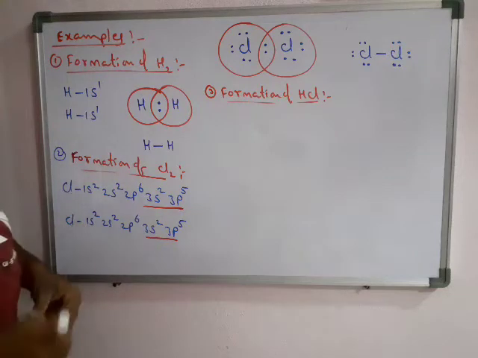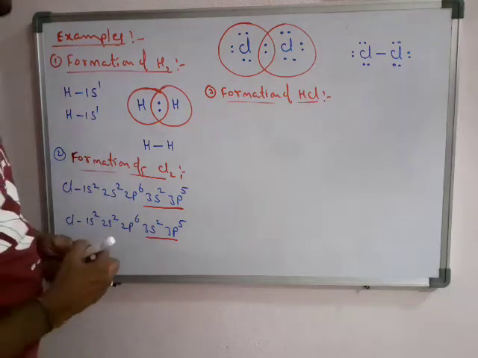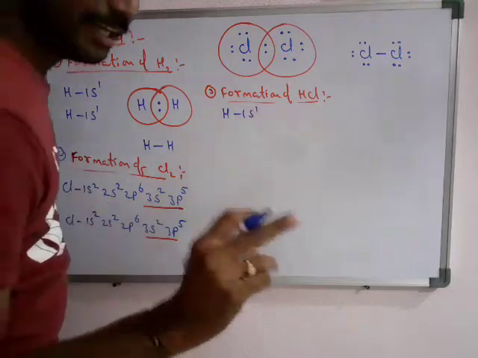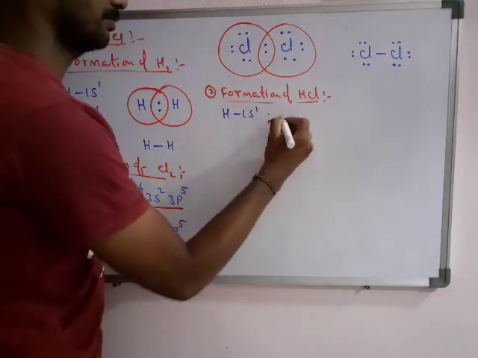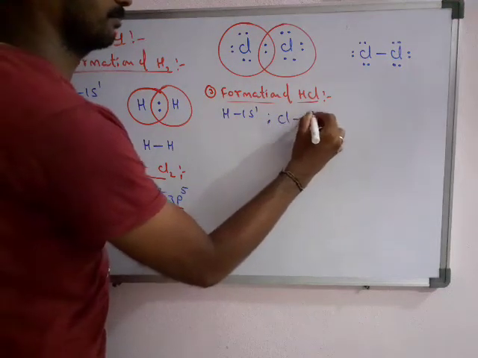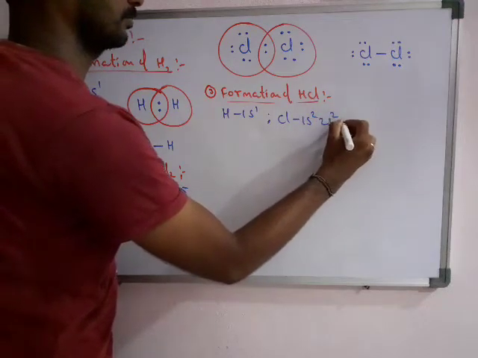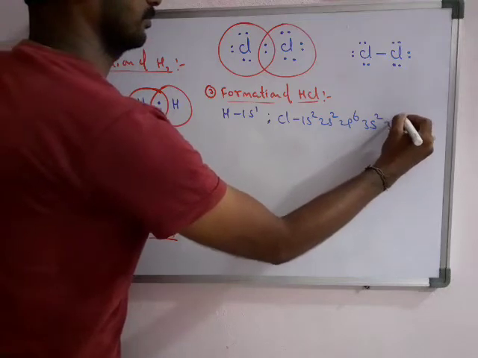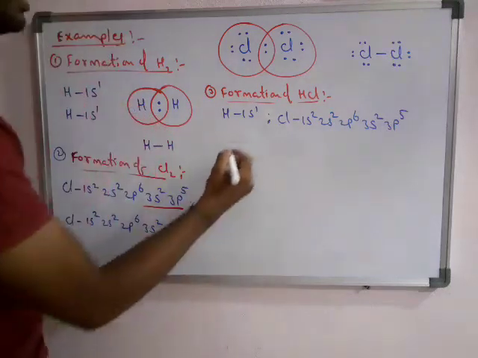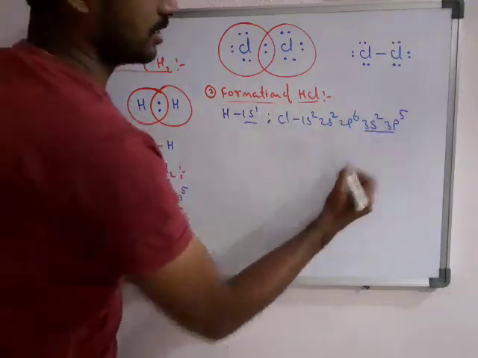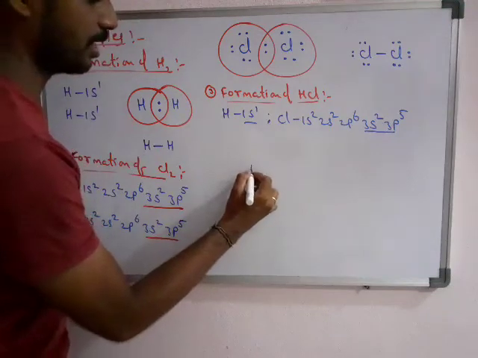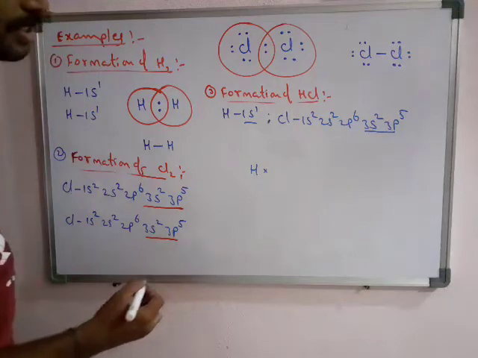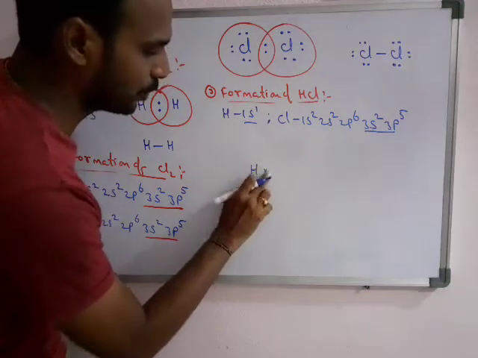Formation of HCl. Here, 2 different atoms. Hydrogen 1s1 needs 1 electron. This needs 1 electron. This also needs 1 electron. So here hydrogen has this one electron.